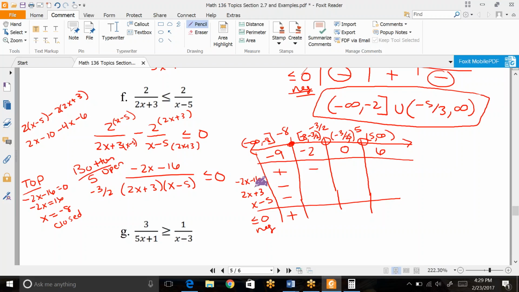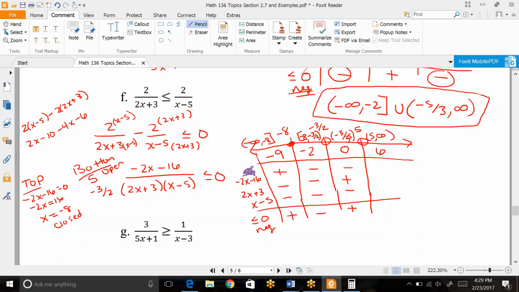2 times negative 2 is negative 4, plus 3 is negative 1. Negative 2 minus 5 is negative 7, so 3 negatives make a negative. 0 would cancel out all the x's, so we get negative, positive, negative, which is an overall positive.